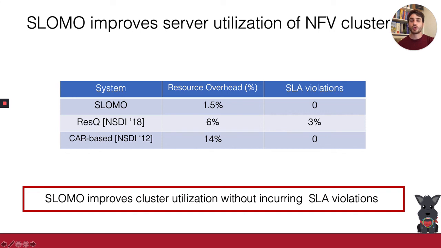Finally, we look at how SLOMO's predictions can inform efficient NF placement decisions such that the cluster server resources are used optimally. Using as a baseline the scenario where all NFs were optimally deployed across servers, SLOMO incurs less than 2% overhead in terms of number of servers needed. Rescue, a prior work from the NSDI team that argued in favor of preventing contention altogether among competitors using a cache partitioning tool, incurs 6% overhead and few SLA violations. Finally, Dobrescu's conservative cache access rate-based approach results in 14% server overhead. As we can see, SLOMO improves cluster utilization without incurring SLA violations.